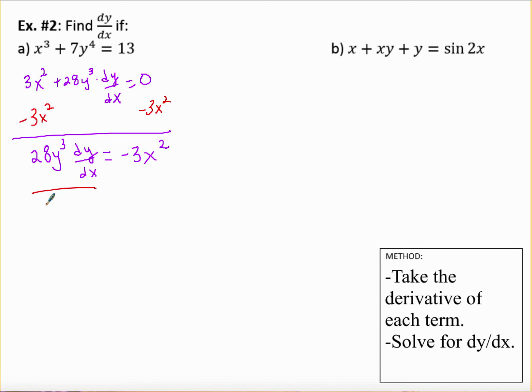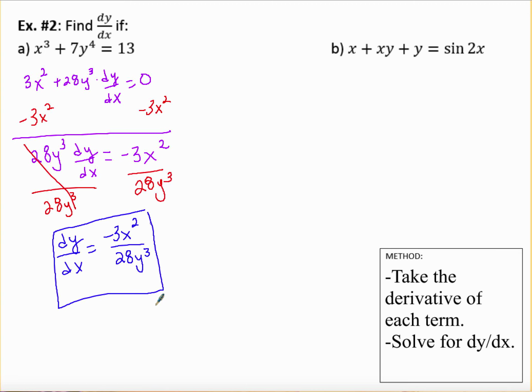Now, the only thing stopping dy/dx from being alone is this 28y cubed. So I'm going to divide both sides of my equation by 28y cubed. And we get dy/dx is equal to negative 3x squared divided by 28y cubed. Done and done. Let's try another one. This one is a little bit more intense. So let's try it out.